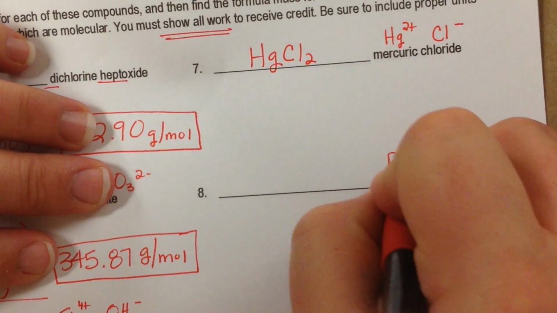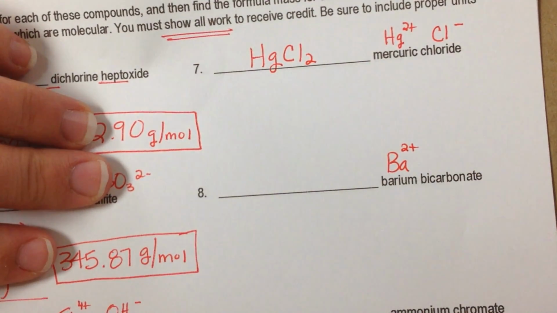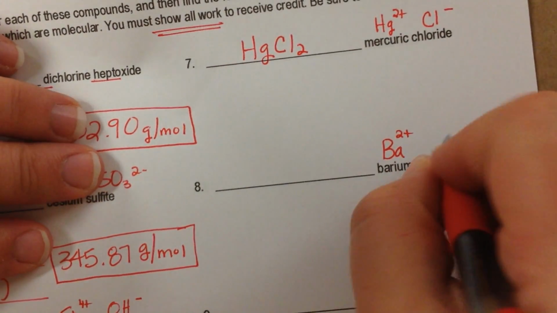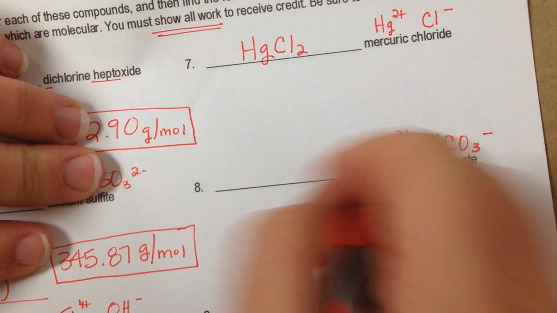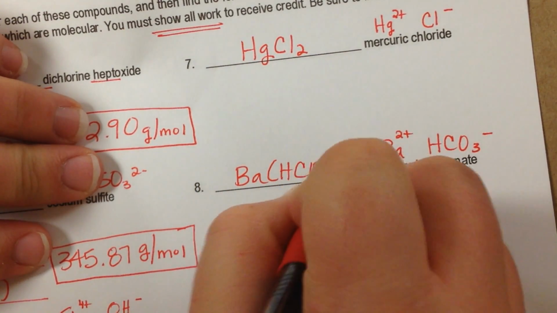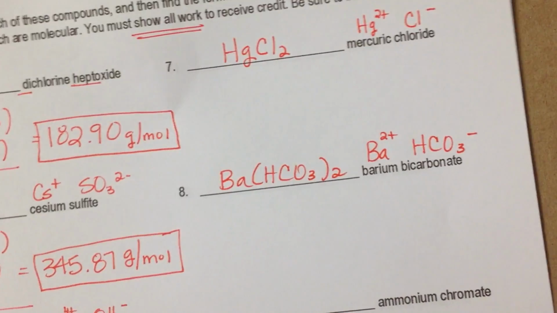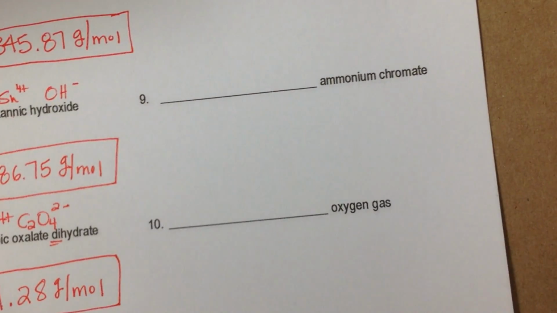Barium, it's a metal. It's a group 2 metal, so it forms a 2+. Bicarbonate is a polyatomic ion that you should have memorized. HCO3, 1-. When I crisscross those, Ba, my HCO3 is in parentheses, and so on. Okay, hopefully that will stay on this page.